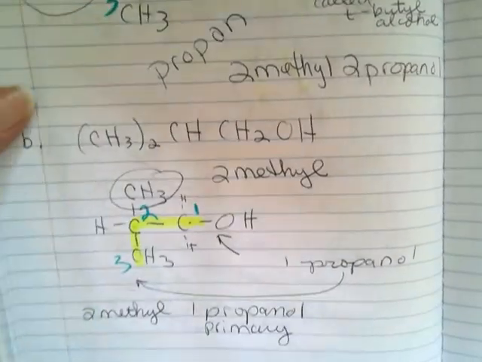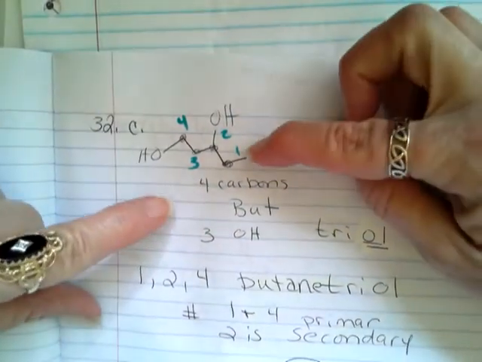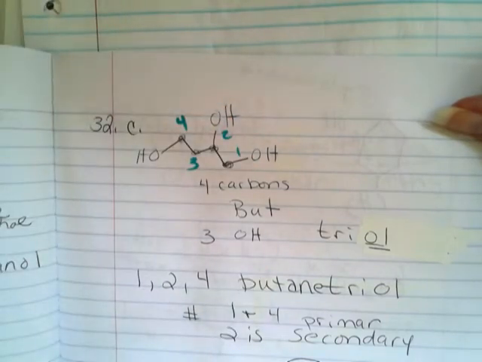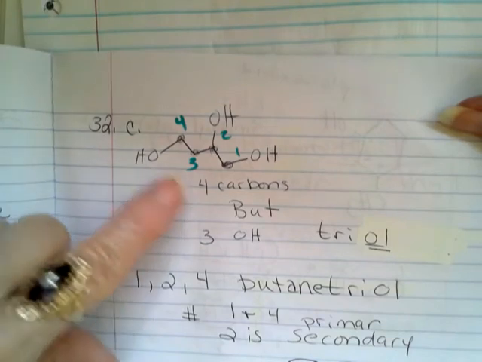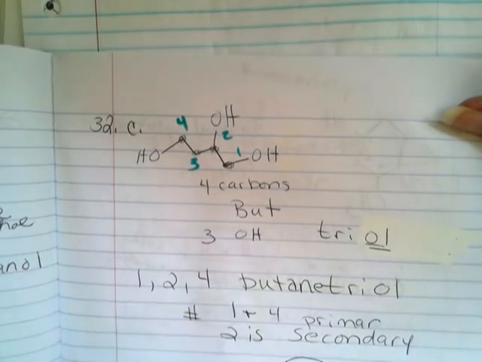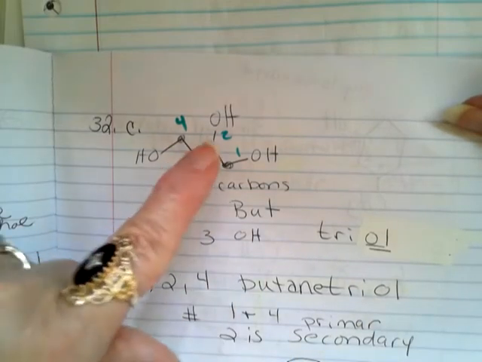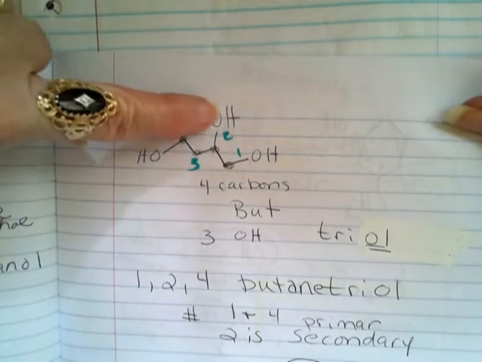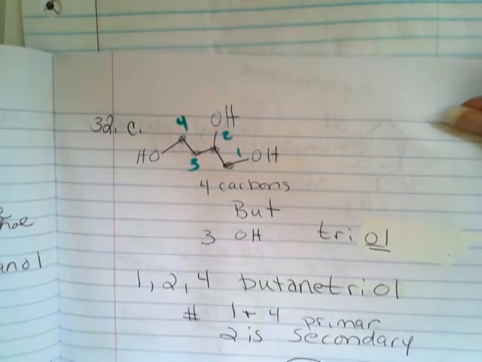Okay, for C, we've got 1, 2, 3, 4 carbon chain. Notice we've got 3 hydroxyl groups coming off, so I'm going to use triol. A 4 carbon chain is going to be butane, B-U-T. So I've got butane triol, but I've got to specify just where are these hydroxyl groups. I've got a hydroxyl group at number 1, number 2, and number 4. So 1, 2, 4, butane triol.